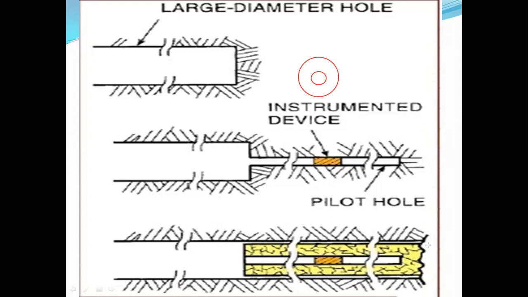So this is what the overcoring does. Initially we have measured this reading. We have tightened this, and we have measured the reading again. Then what happens? Due to overcoring, there will be a release of stress.